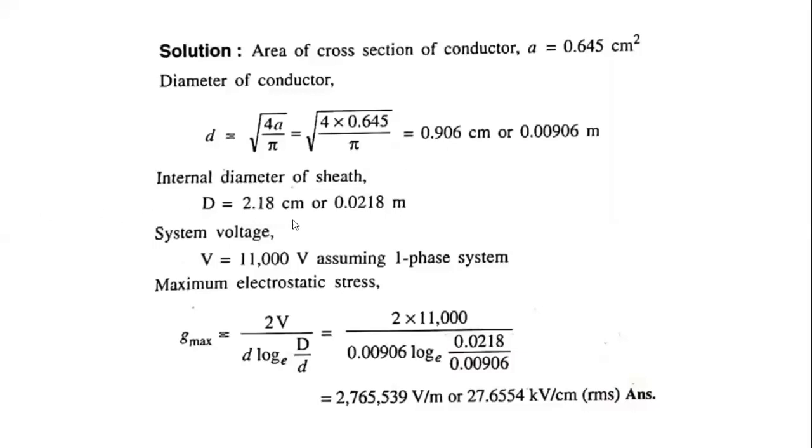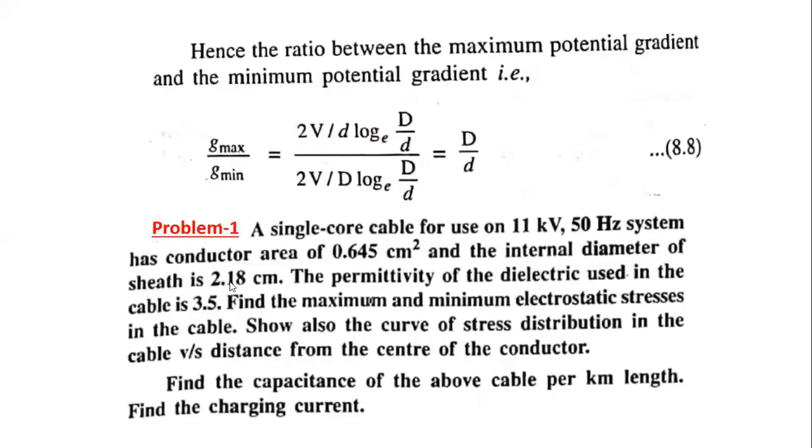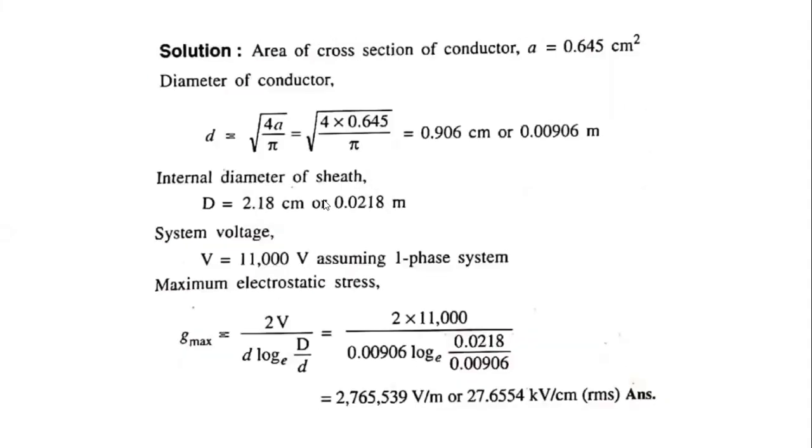Then we calculate the internal diameter of the sheath. The internal diameter of the sheath is 2.18 centimeters. Converted into meters, that is 0.0218 meters. Next, the system voltage V is equal to 11,000 volts.